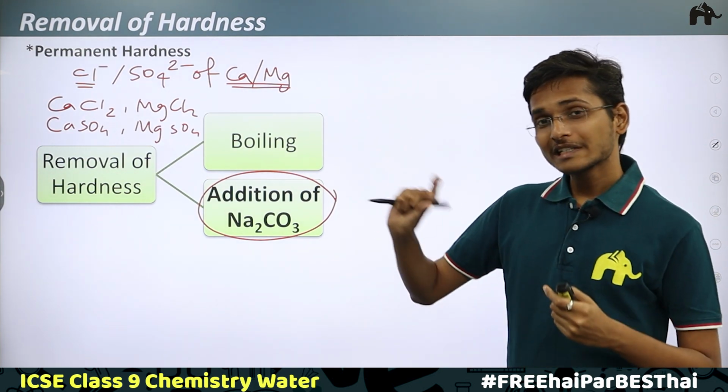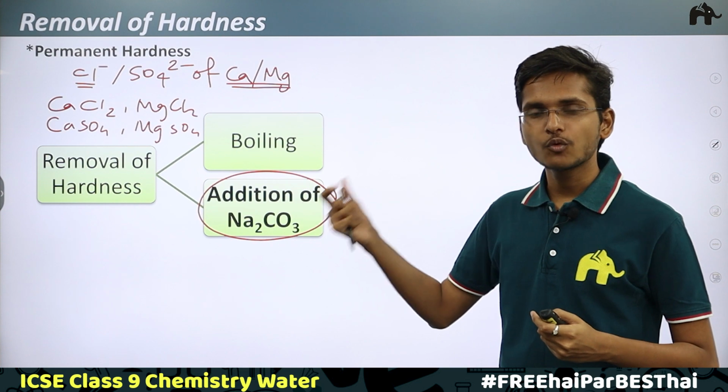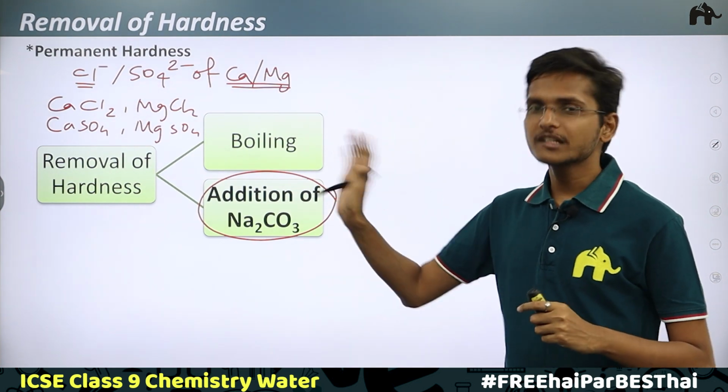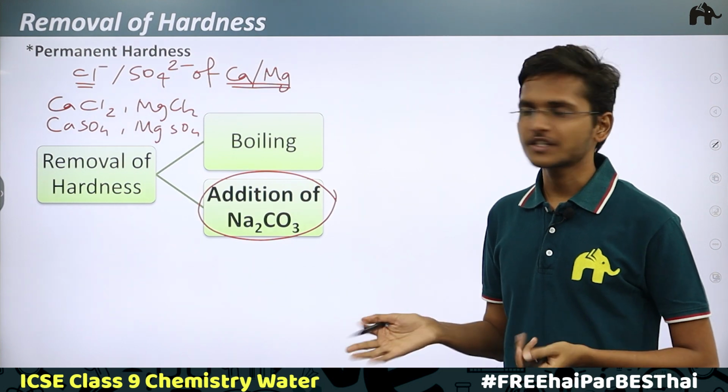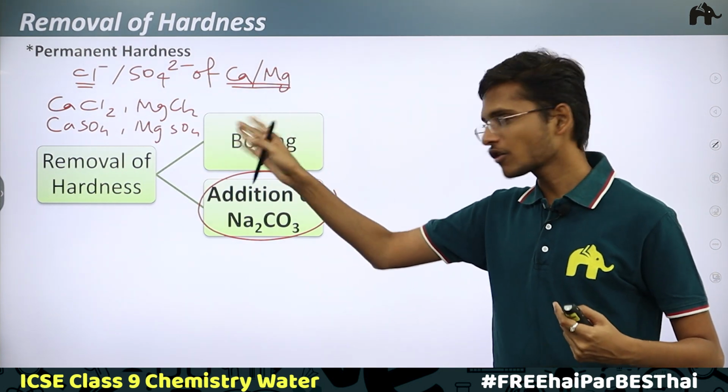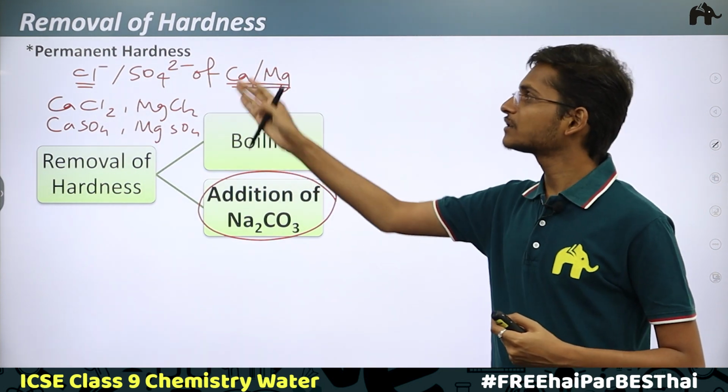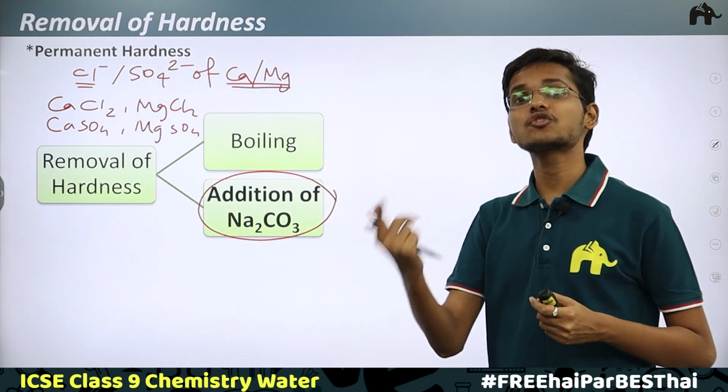But don't go by that name, permanent hard water. Why? Because nothing is permanent in this nature. Everything has to change. This is the law of nature. So this water we can also change. From this permanent hard water, we can make soft water.